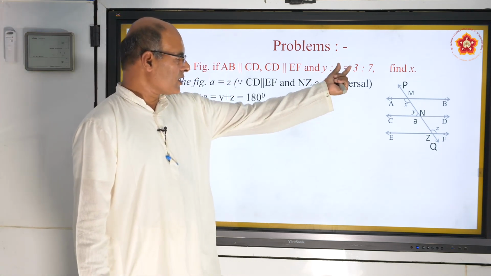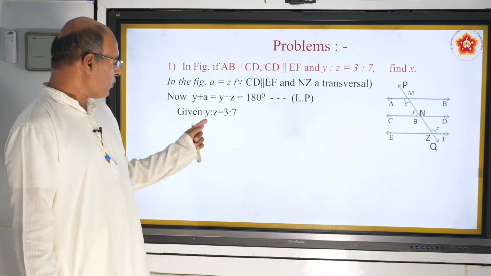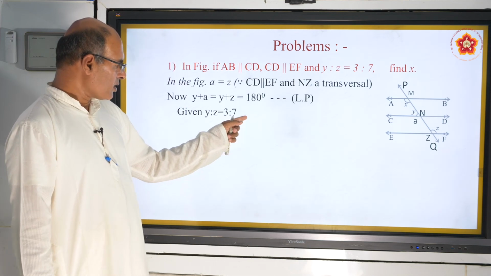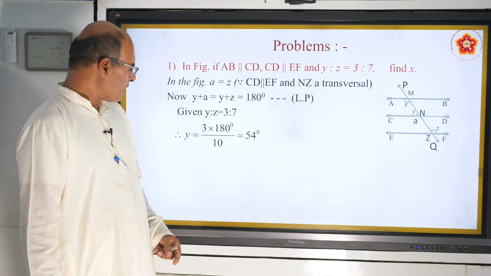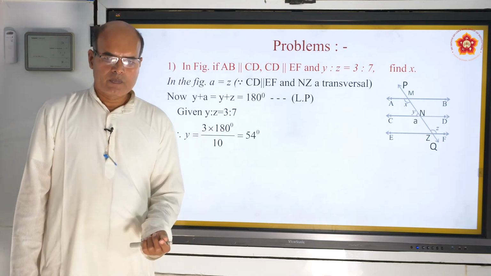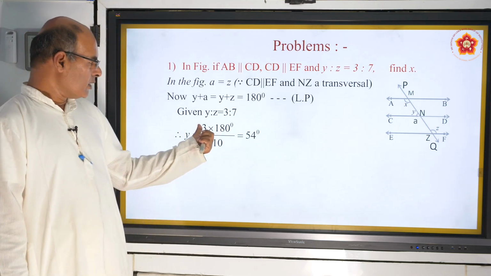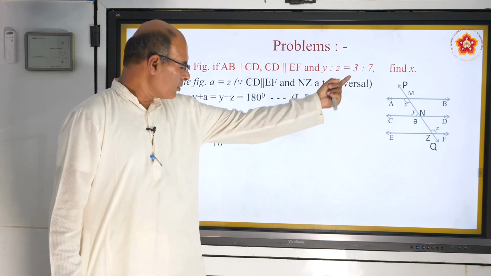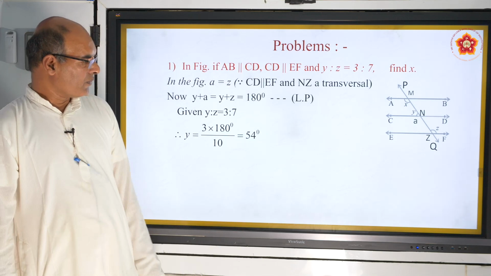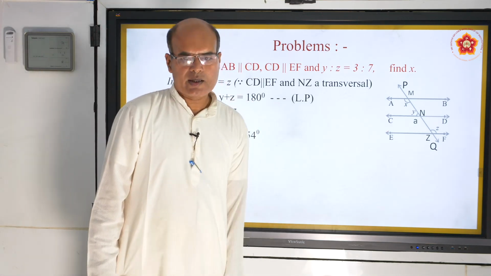So Y is to Z is 3 is to 7. Therefore the sum of the parts is 3 plus 7, 10. So Y is 3 parts out of 10 parts. Their sum is 180 degree, therefore the first part is 3 by 10 times of 180. That is 54 degree. So Y is 54 degree.